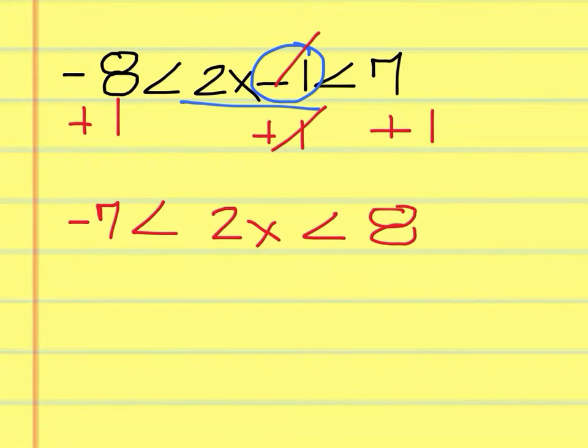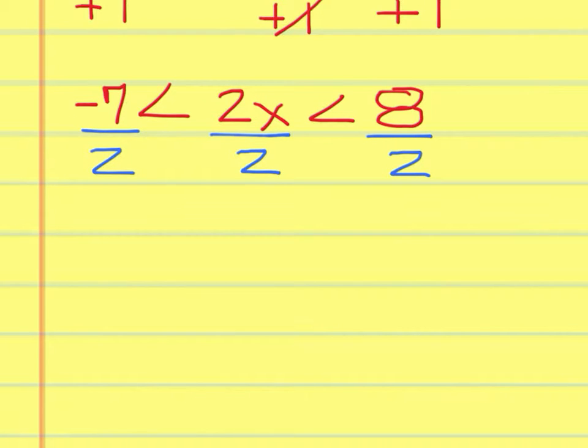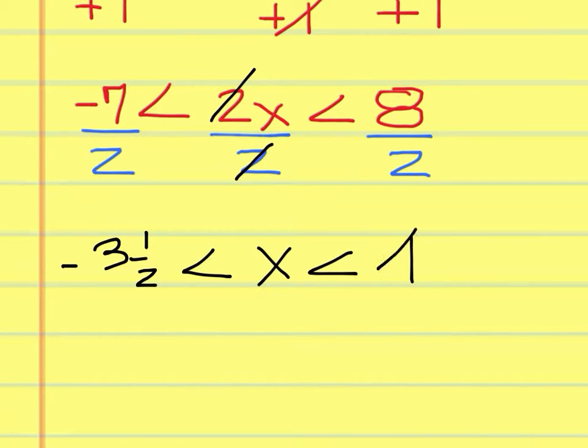But x still is not totally isolated yet. You need to divide by 2. But what you do in the middle, you do on the right and the left. Now simplify. A negative 7 over 2 is a negative 3.5. 2 over 2 cancels out, and 8 over 2 is 4.